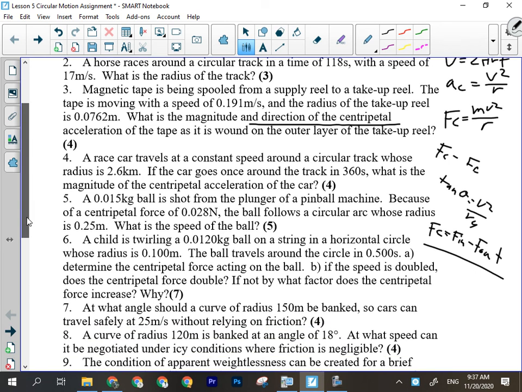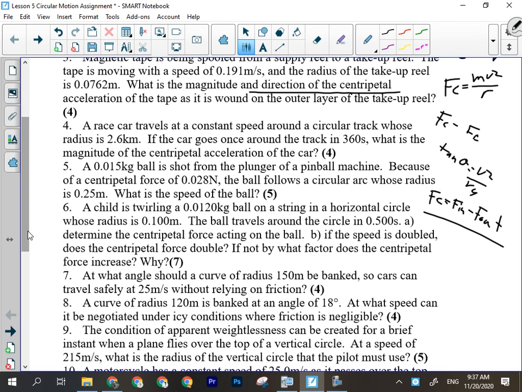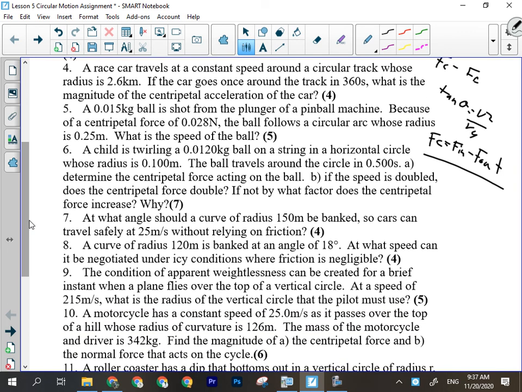Number 4, race car going around a circular track, radius is 2.6, goes around the track in 360 seconds. You're looking for centripetal acceleration. There's kind of a long way and a short way to do that one, but they're both correct. Number 5, again, you're given a centripetal force there. It's not an overly difficult question, don't overthink it.